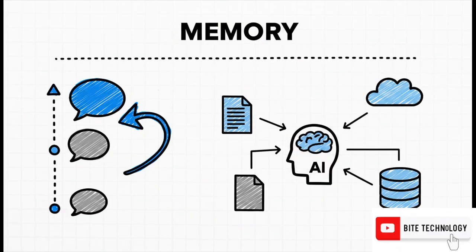Next up is memory, and this is so important because it gives the agent context. This is how it remembers your past conversations, so it's not starting from scratch every single time you talk to it. Memory can also connect to external data, like your personal documents or a whole company database, which gives the agent a much deeper pool of knowledge to work with.